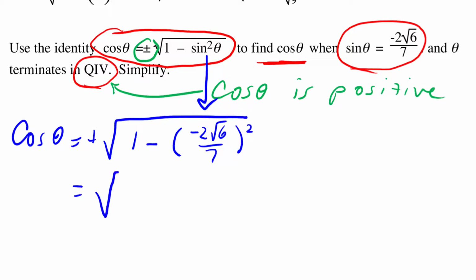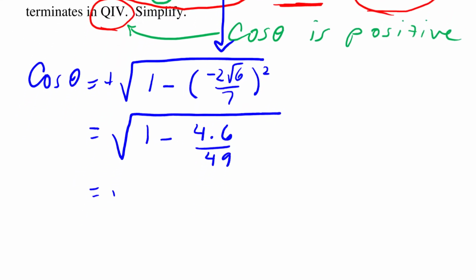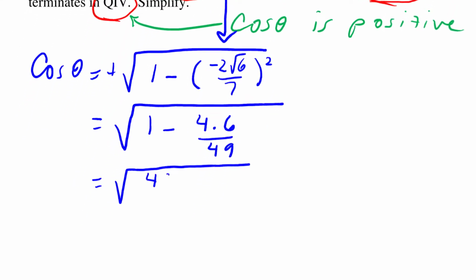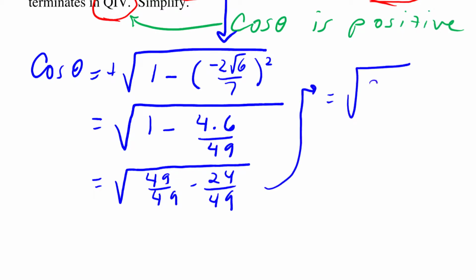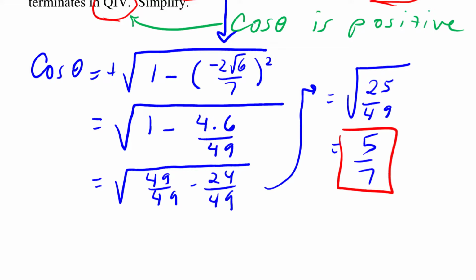We now use the order of operations to simplify this. 1 minus. When we square those, we get 4 times 6 over 49. 4 times 6, of course, 24, but what we're going to do is get common denominators of 49. So 1 is 49 over 49, minus 24 over 49, and that conveniently becomes the square root of 25 over 49, and that's a perfect square fraction, 5/7. And it's positive, again, because theta is in quadrant 4. Let's see what's next.